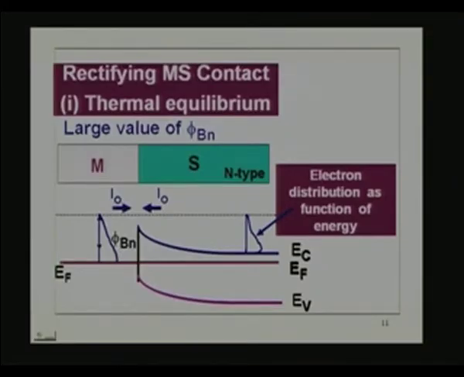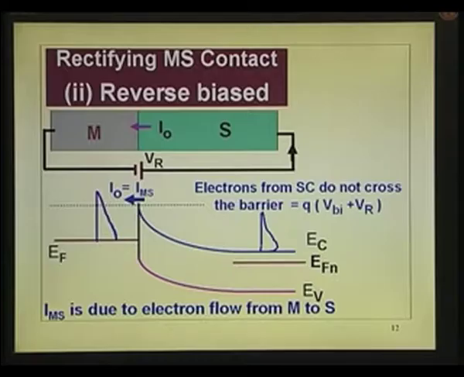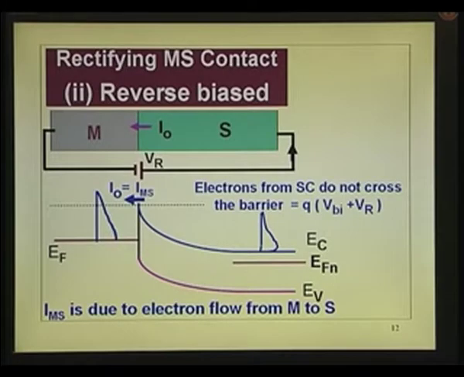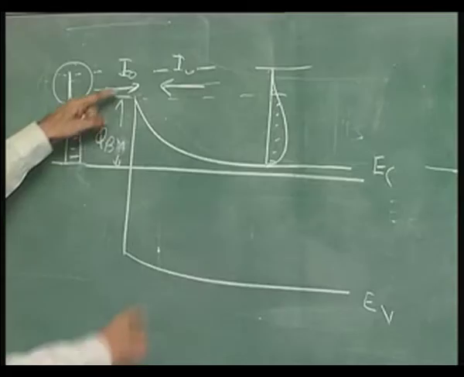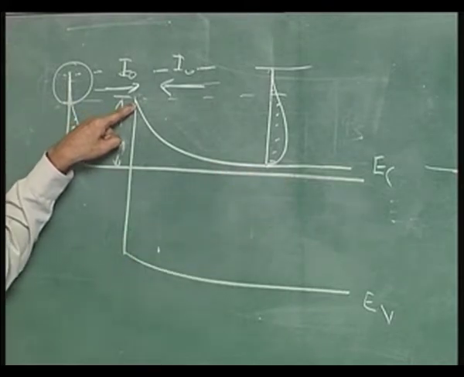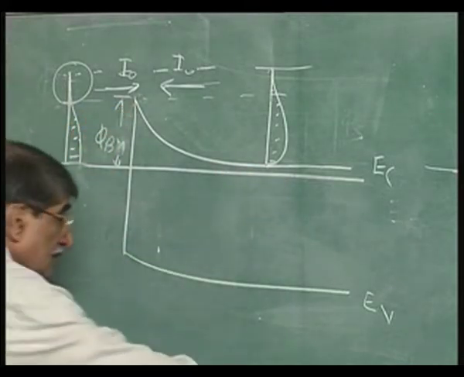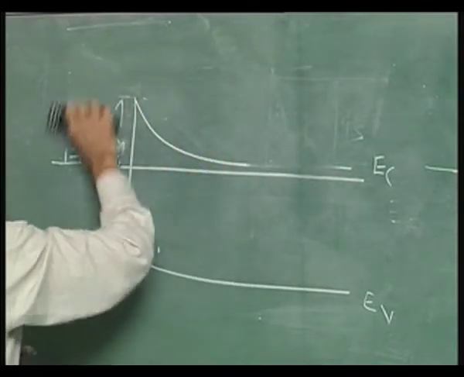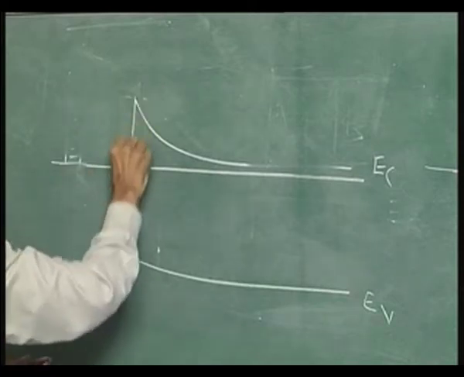Now, if you apply bias to the semiconductor, what will happen? Just notice that from thermal equilibrium, I just applied a reverse bias. I made this region positive. This is thermal equilibrium. If I make this region positive, what happens? Let us just remove these things now. I just put this diagram here. Okay.